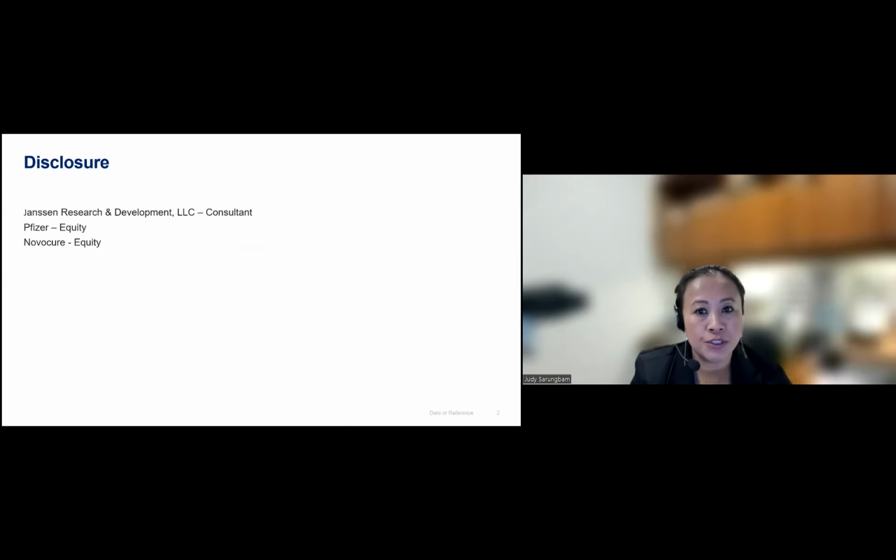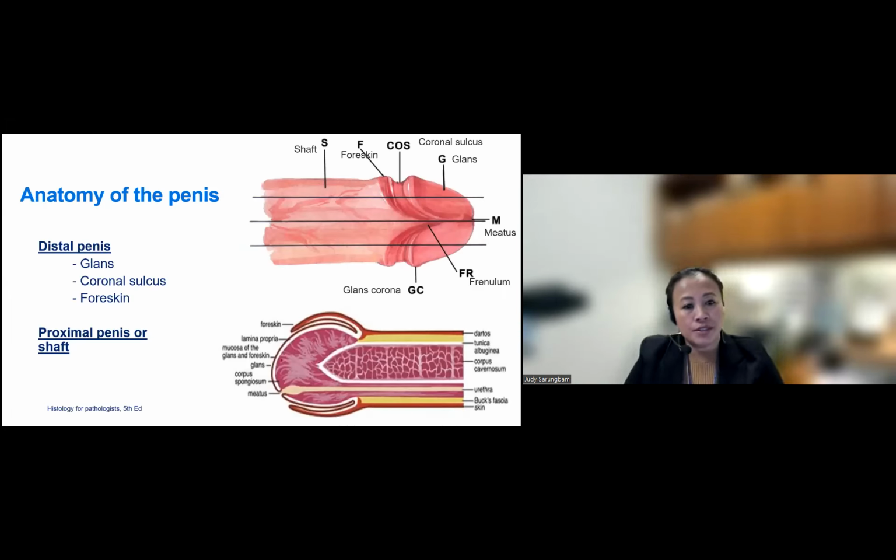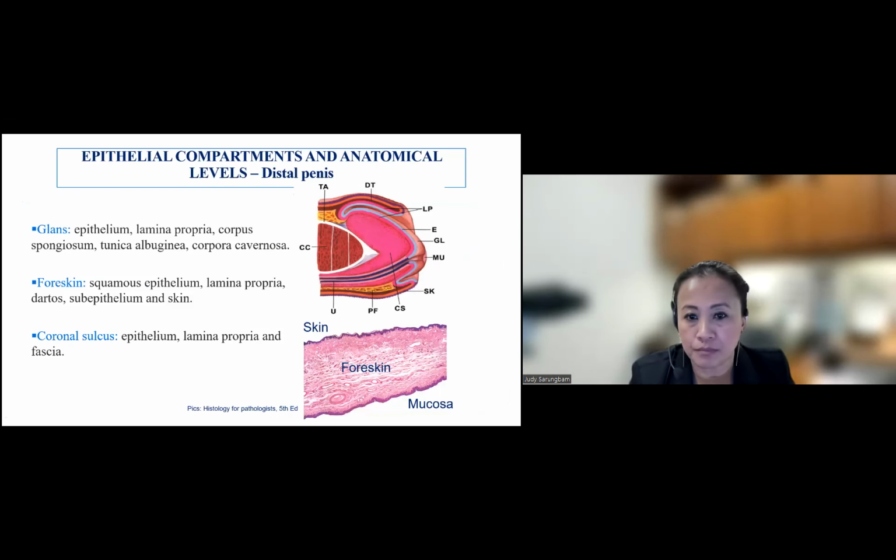These are my disclosures. So before we discuss the topic of this session, I would like to talk on the anatomy of the penis, as it is very important when we handle the specimen and for staging the tumors. As you know, the penis has 2 main parts, the distal penis, which is composed of the glans, the coronal sulcus, and the foreskin, and the shaft of the penis. These are the 2 main portions of the anatomy of the penis.